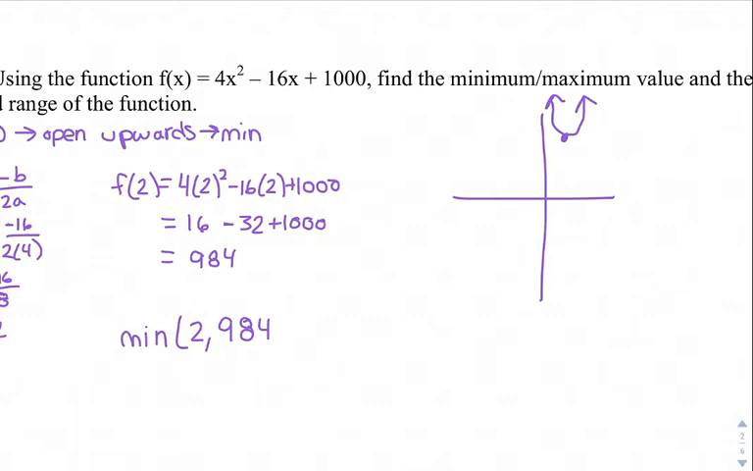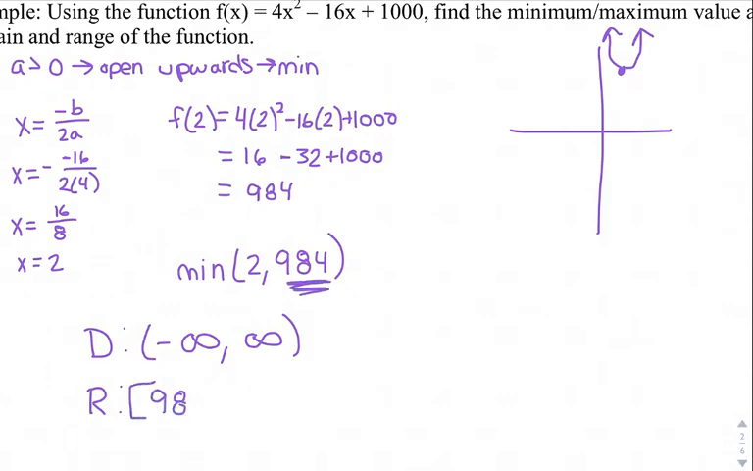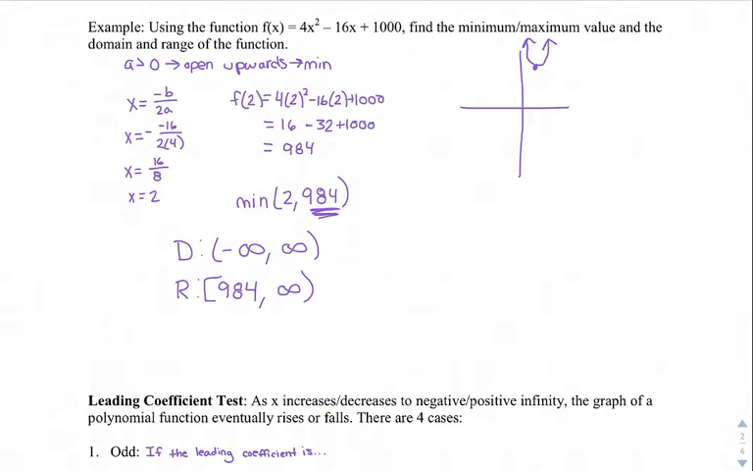So again, it's not going to cross that x-axis. So now I have to figure out the domain and range. Like I said, the domain for these graphs is always all real numbers. And then for your range, you're looking at your min or your max value. Range is your y values, which means I'm going to start at 984 because it's a min and it's going up towards infinity. So that's how you figure out your domain and range, and then your min and max.